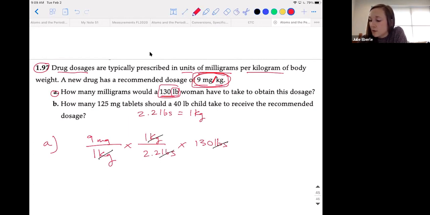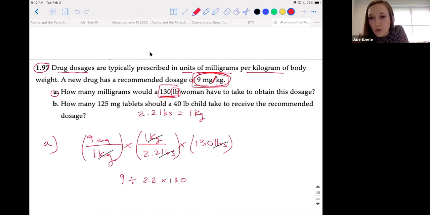So now we do the math here. You can plug this into your calculator multiple ways, whatever way makes sense to you. You can plug it in literally: 9 divided by 1 times 1 divided by 2.2, just put these all in parentheses, and then times 130 pounds. Or you could just do 9 divided by 2.2 times 130. You can kind of ignore the ones, but if you don't ignore the ones, I would encourage you to put everything in parentheses. How many milligrams does she need to take?